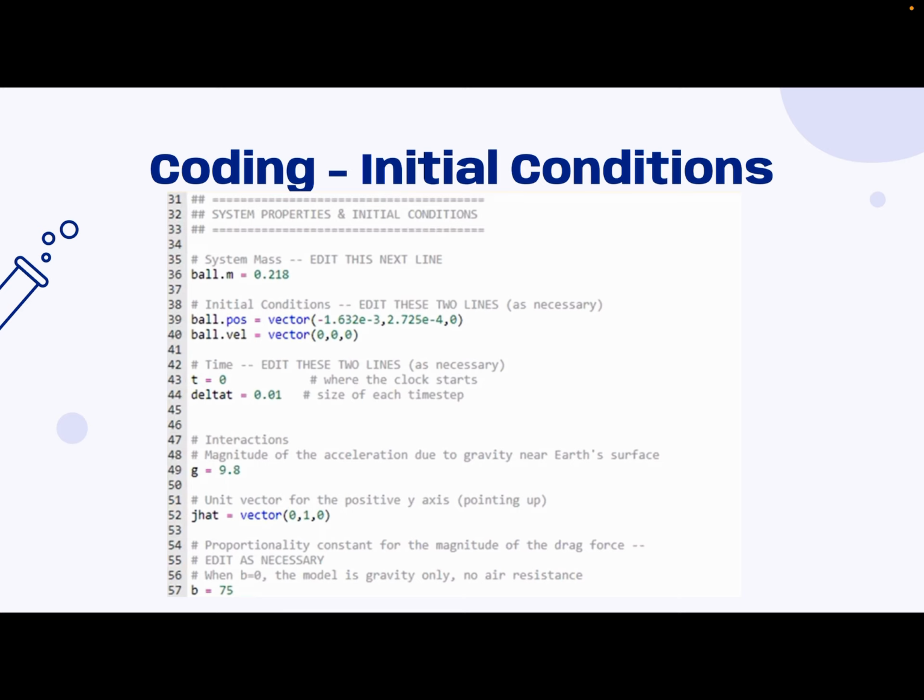Next, I set up these initial conditions in GlowScript. This included assigning the mass, the initial position, the starting velocity, and the drag constant. The drag constant, in particular, required some trial and error to match the Tracker data closely. This helps the model adjust for the slight air resistance acting on the slinky.